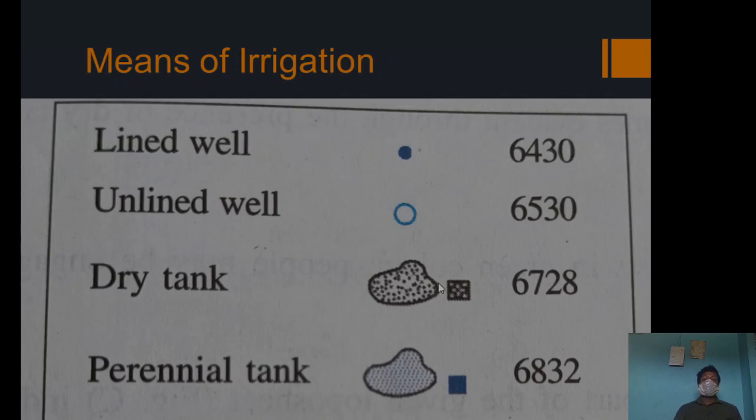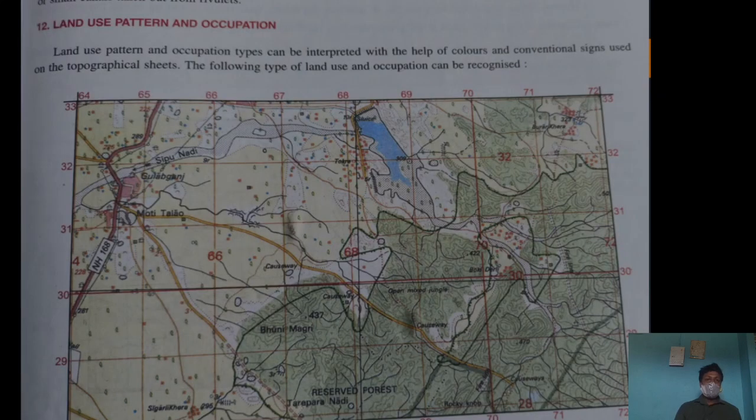Dry tank is a structure like that, with black zigzag lines and a black dotted patch in that particular surrounding, and in the square it is also black. Perennial tanks mean throughout the year we can find water in this tank. So this is a perennial tank. Okay. So dear students, this is the means of irrigation.